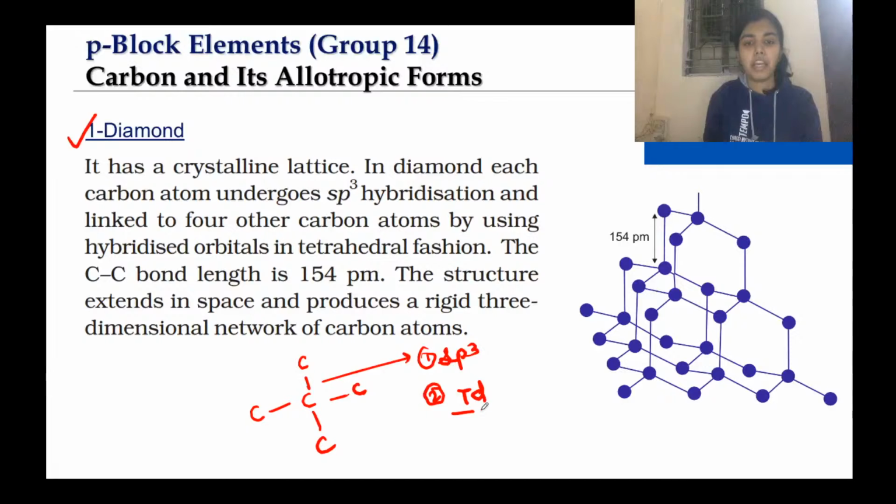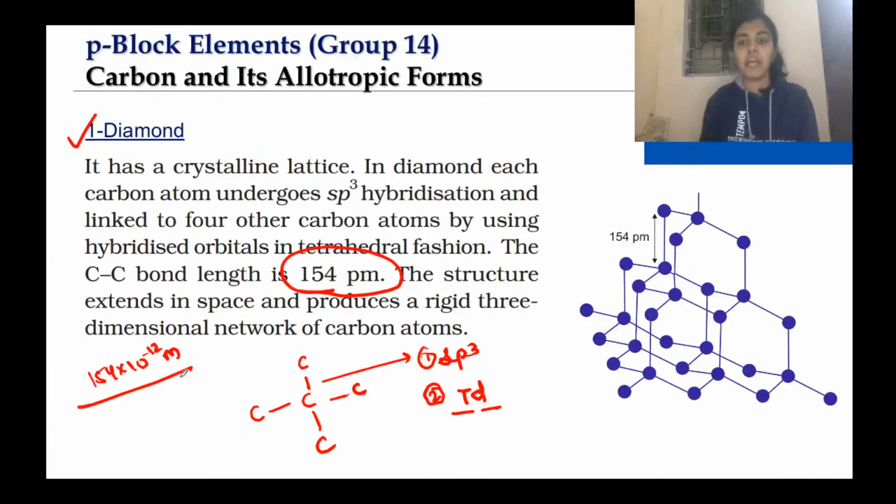Second point, right? Now the carbon-carbon bond length comes out to be 154 picometer, right? That means 154 into 10 raised to the power minus 12 meter is the bond length of carbon and carbon in the diamond allotrope, right? So this is the structure of diamond. Here you can see this, and the detailed structure of diamond you will study in class 12th, in the solid state chapter. So this is a covalent network of carbon where carbon is joined in tetrahedral fashion to other carbons, right?